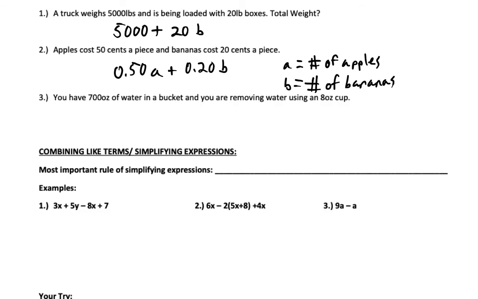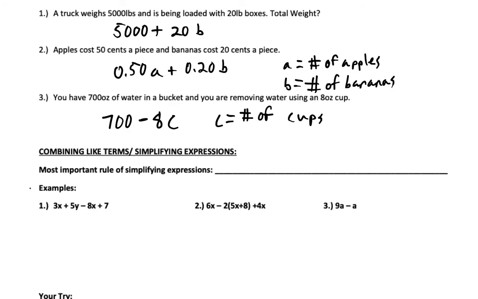What about this one? We have 700 ounces of water in a bucket, and we're removing water using an 8-ounce cup. Well, we start with 700 ounces, but what are we doing? We are losing water, so we're going to subtract the water. And how much are we losing? Well, we're losing 8 ounces per cup. We don't know how many cups we've taken out, though. Could be 1, could be 2, could be 15. So C is going to be our number of cups.